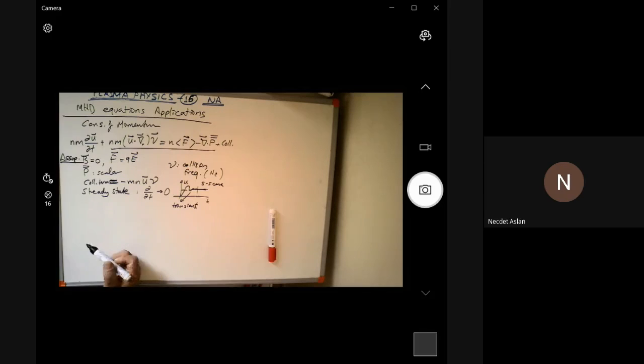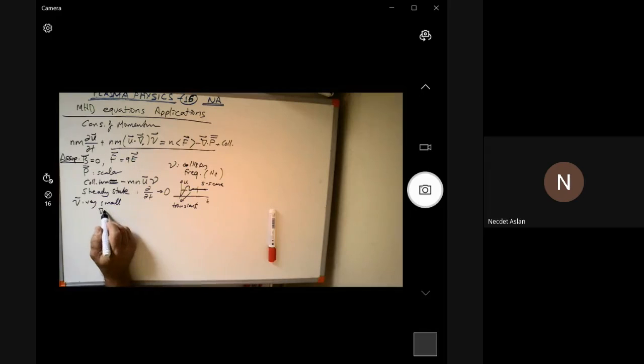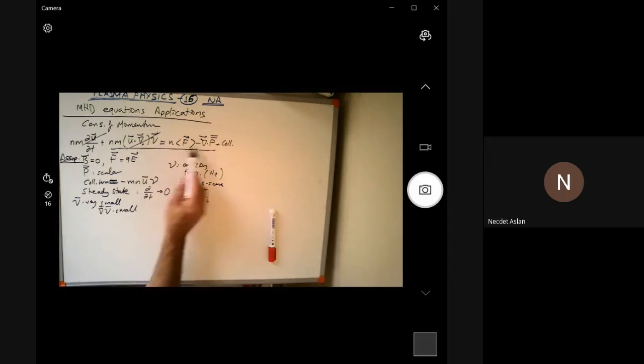Also we say that velocities are very small. So this velocity is very small, and the gradient of velocity is also small, so the change will also be small. We just ignore this term and that term. Now all we have is just these three terms.